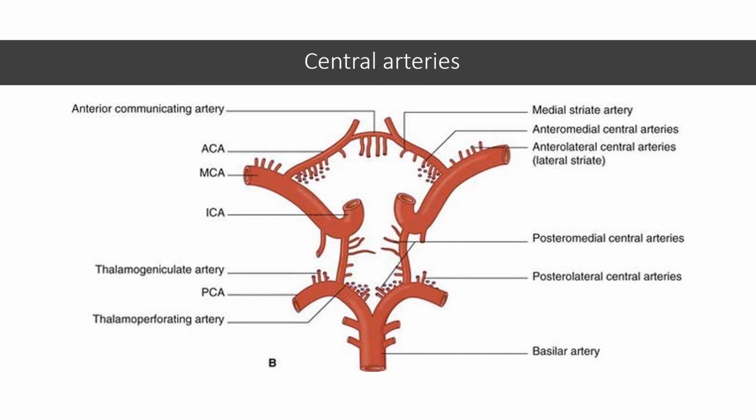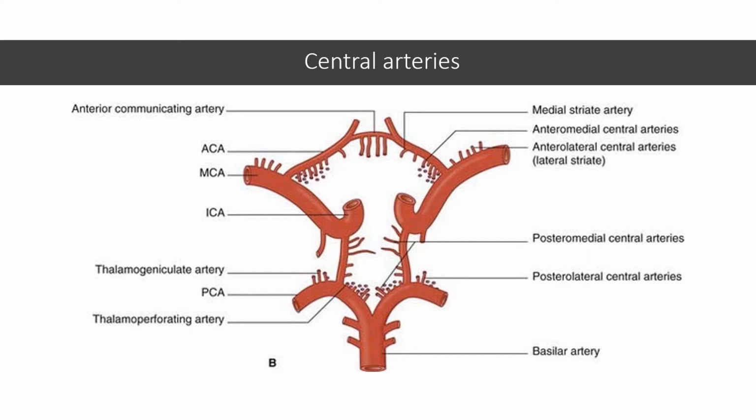The posteromedial group. The central arteries of this group arise from the proximal part of the posterior cerebral artery and the adjoining part of the posterior communicating artery. These arteries enter through the posterior perforated substance to supply the thalamus, the subthalamus and the hypothalamus.